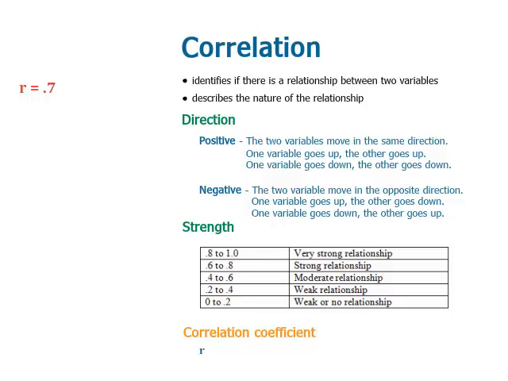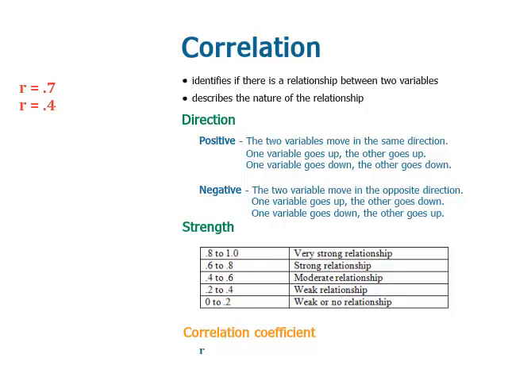Well, because it's a positive number, we know that there's a positive relationship, which means as one of the variables goes up, the other variable will also go up, or as one of the variables goes down, the other variable will also go down. And it's 0.7, which we look up on our little chart, and we see that that's a strong relationship. So we can describe this relationship as a positive, strong relationship, that there exists a strong positive relationship between these two variables.